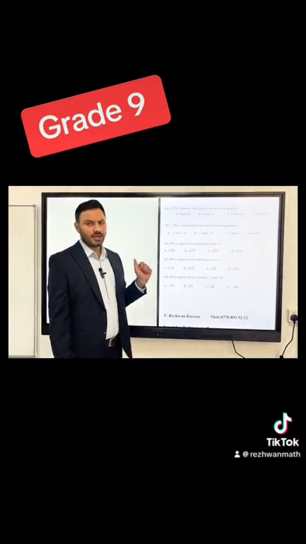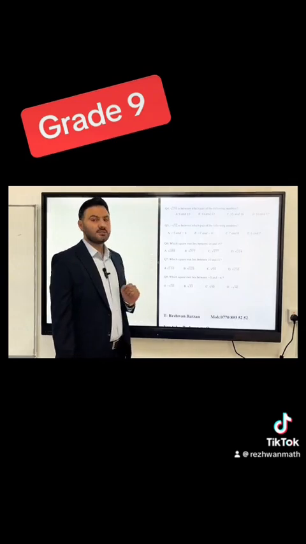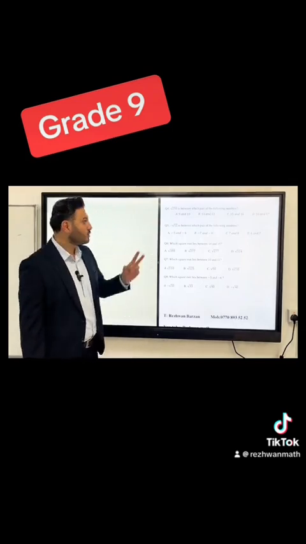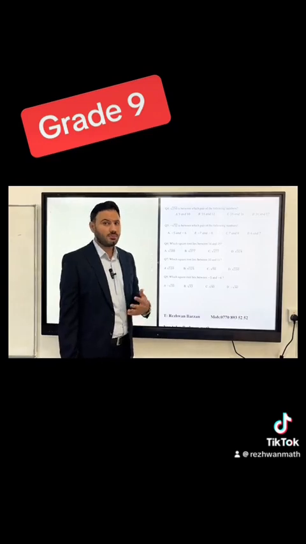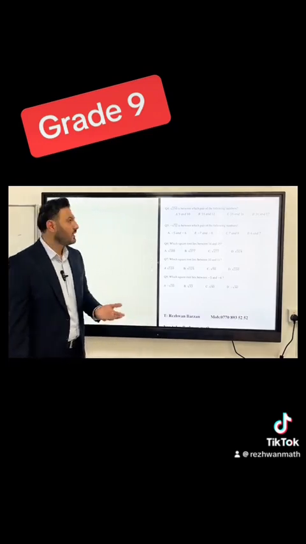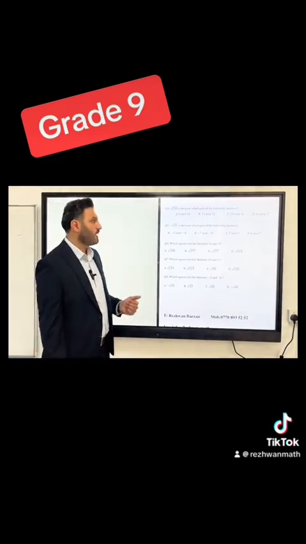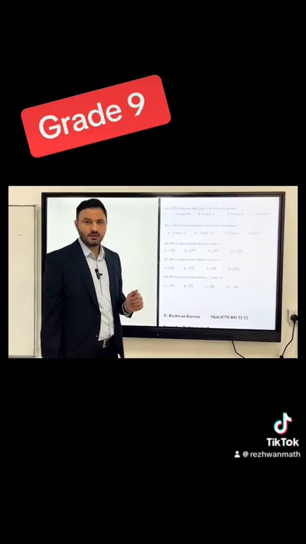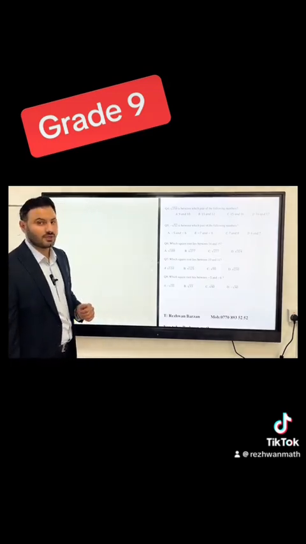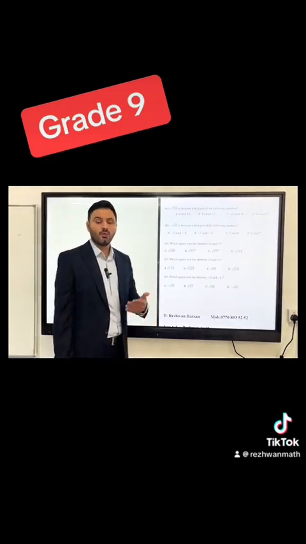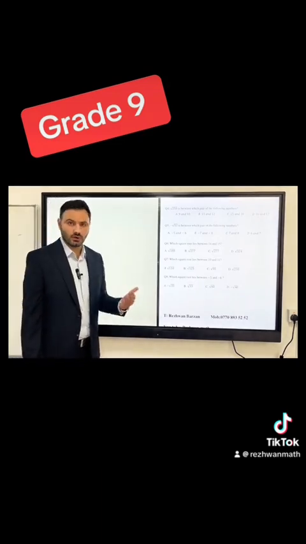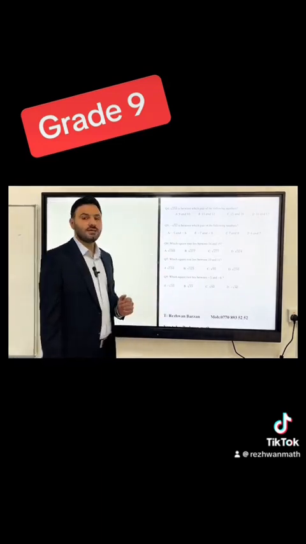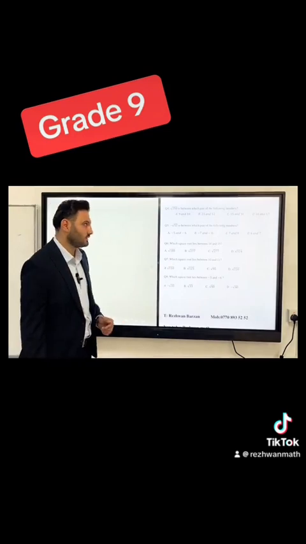9 times 9 we get 81, and 10 times 10 we get 100. Is 250 between 81 and 100? No, because 250 is greater than both of them. And 11 times 11 we get 121, and 12 times 12 we get 144. So 250 is greater than both of them, so it's not correct.